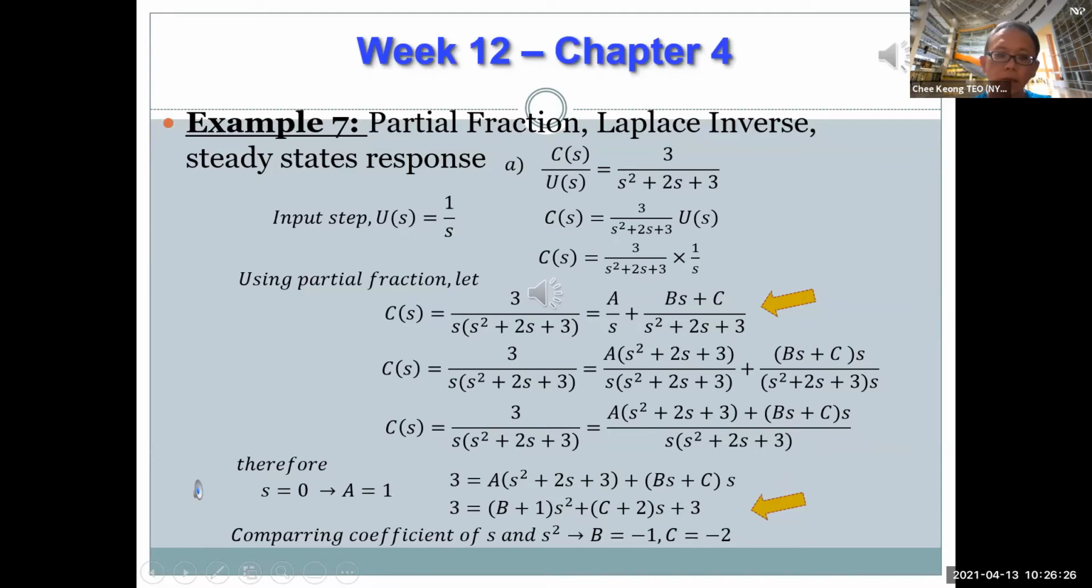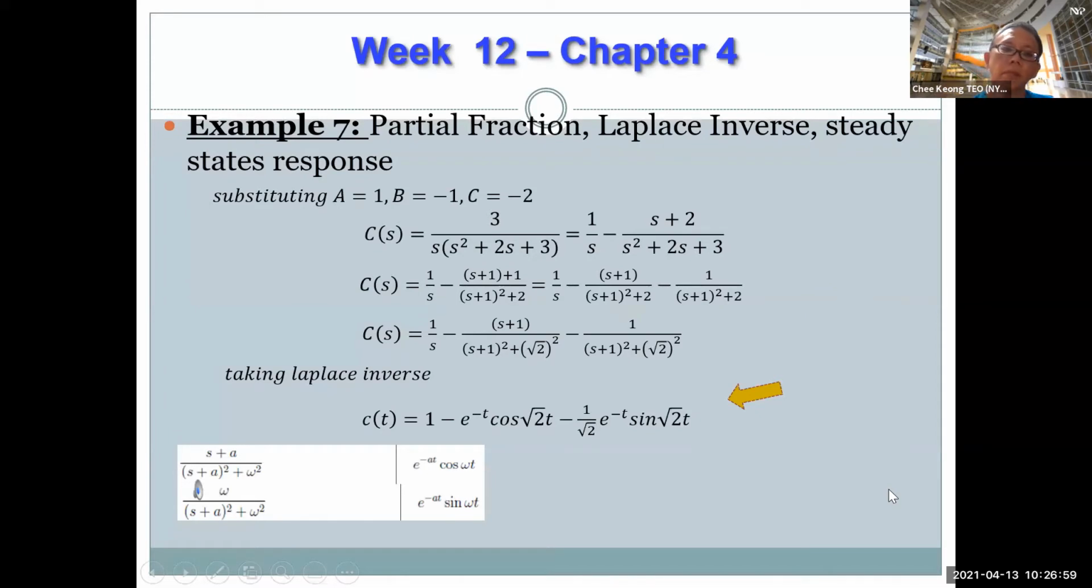Now, after you plug in A equals 1, you can do a coefficient comparison. Left-hand side equals 3, right-hand side already equals 3, so these two terms must be equal to 0. If C plus 2 equals 0, then C must be minus 2. Also, if B plus 1 equals 0, then B must be equal to minus 1. So that's how you get A, B and C, to calculate out the coefficients for A, B, and C.